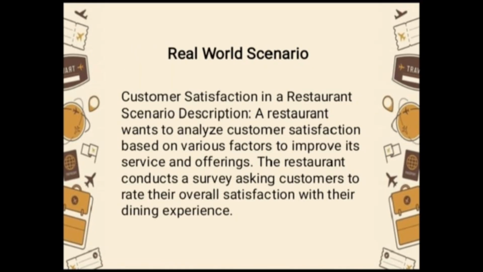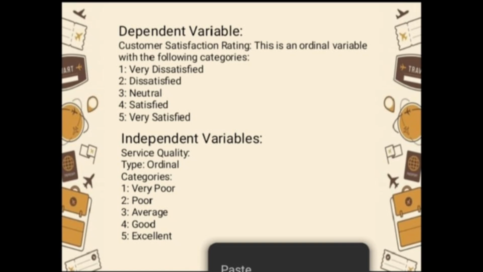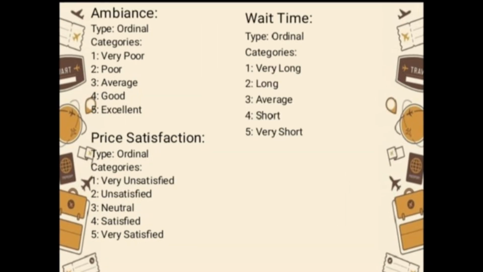And a real-world scenario. The restaurant collects data from a sample of customers who have dined at the restaurant over a month. Each customer fills out a survey rating their satisfaction and the independent variables listed above. Using ordinal regression, the restaurant can analyze how the independent variables, service quality, food quality, ambience, wait time, and price satisfaction, influence the dependent variable, or customer satisfaction rating.